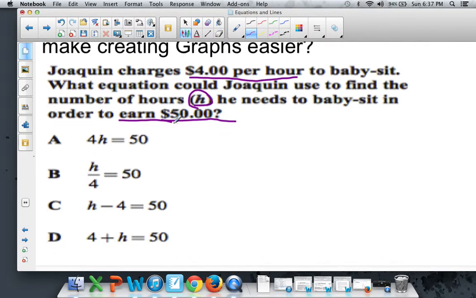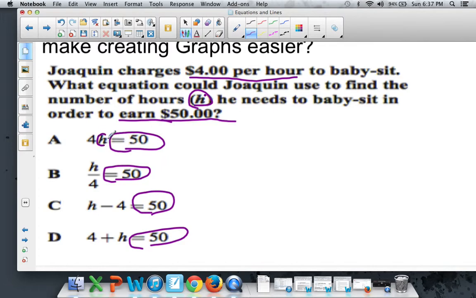Take a look at your multiple choice options. Unfortunately, they all equal 50. So that doesn't really help us figure out which one's correct. Well, it better have an H in it because it says the number of hours, but unfortunately, they all have H's in them. Dang, how are we going to figure out which one of these is right? Well, look at our last bit of clue in the word problem. $4 per hour. Per hour. Is that adding 4? Subtracting 4, multiplying 4, or dividing by 4.